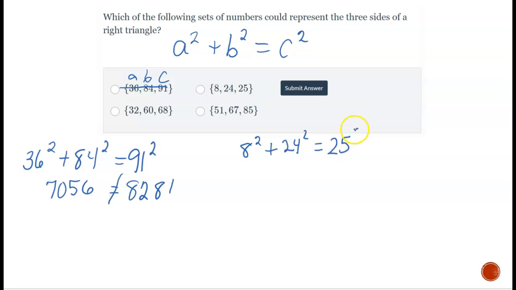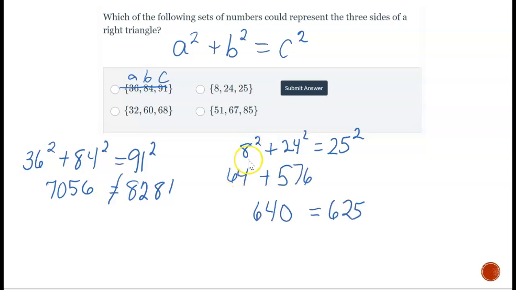So we're trying to prove if these numbers create a right triangle. You go through and do 8 squared plus 24 squared. And what do you get? Let's go through and do that work. When I evaluate those exponents, 8 squared is 64, 24 squared is 576, and 25 squared is 625, which means that 64 plus 576 is not equal to 625. So those also do not create a right triangle.